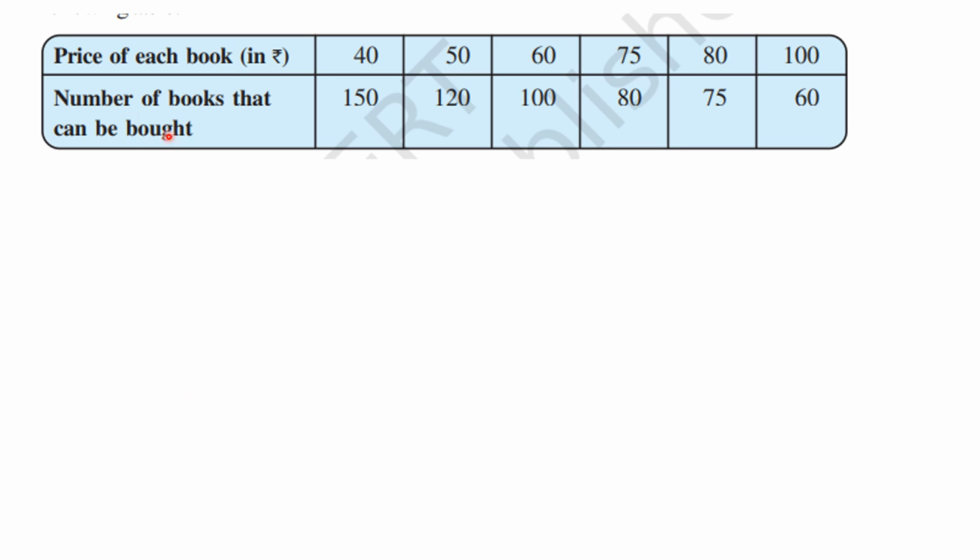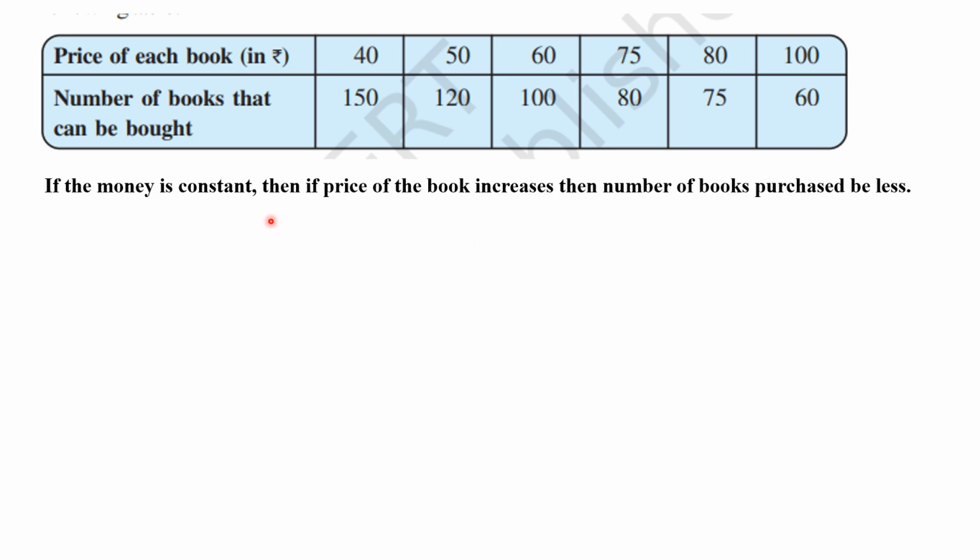So here I have taken one scenario where the price of each book is given and the number of books I can purchase is also given. So when the price of a book is 40, I can buy 150 copies of the same book. If the price of the book is 50 rupees, I can buy 120 books. So if you see, if the price of the book is increasing, the number of books which I can buy is decreasing. So again from here I can say that they are inversely related to each other and I am keeping my money constant. In the same amount I have to buy the books.